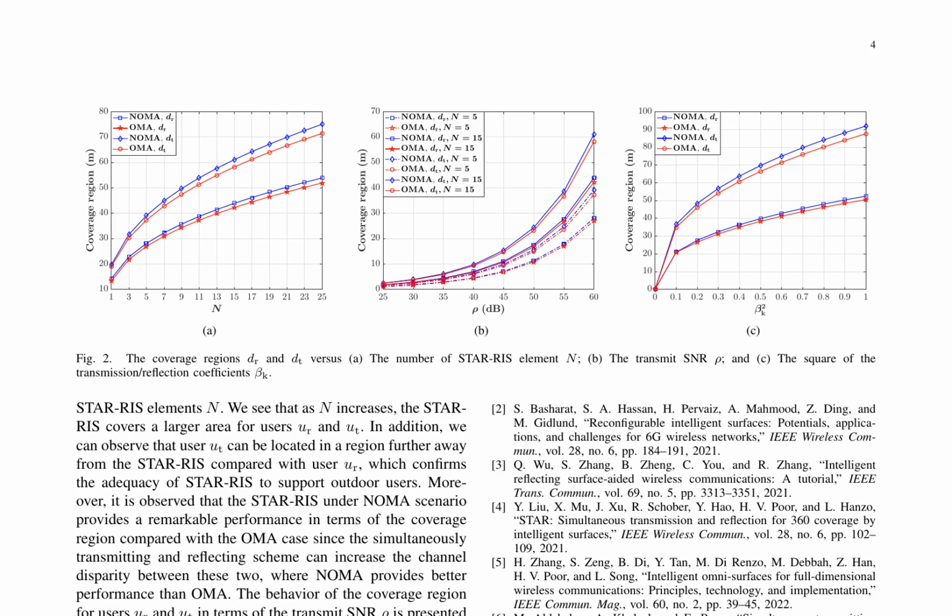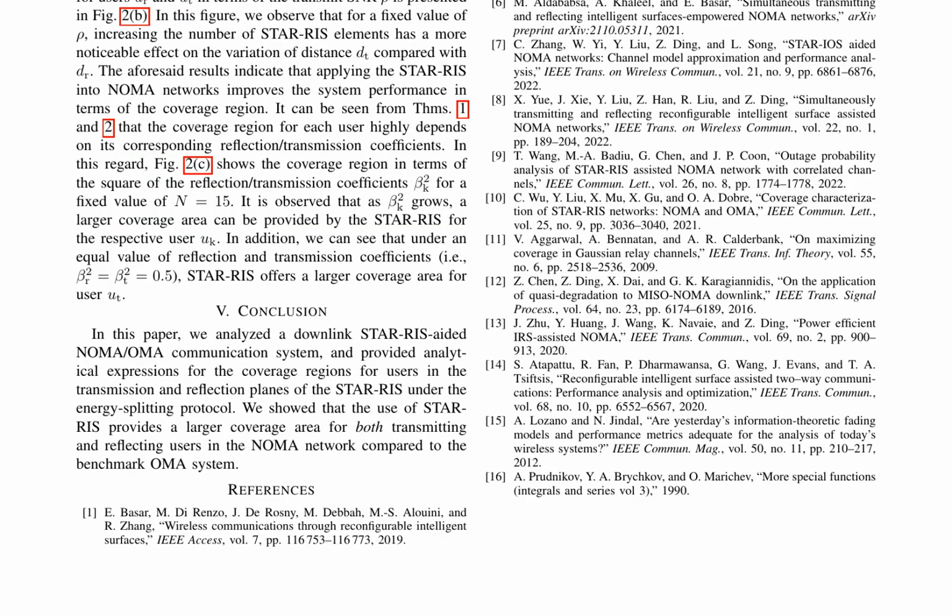Numerical results are presented to evaluate the analytical expressions, assuming a STAR-RIS with N elements placed 10 meters away from the BS. The results show that as N increases, the STAR-RIS covers a larger area for users U_R and U_T. The authors also observe that user U_T can be located in a region further away from the STAR-RIS compared with user U_R, and that the STAR-RIS under NOMA scenario provides better performance than the OMA case.